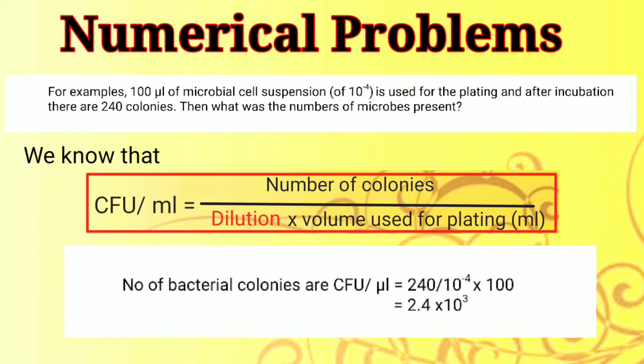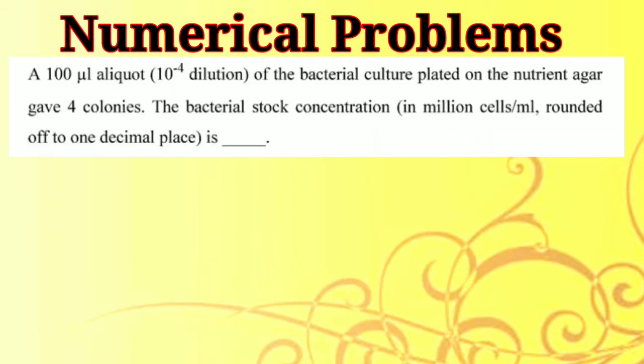Number of bacterial colonies are 240 by 10 to the power minus 4 into 100, that means 2.4 into 10 to the power 3 colony forming unit per microliter. And this problem appeared in this exam. Now I am going to solve this.